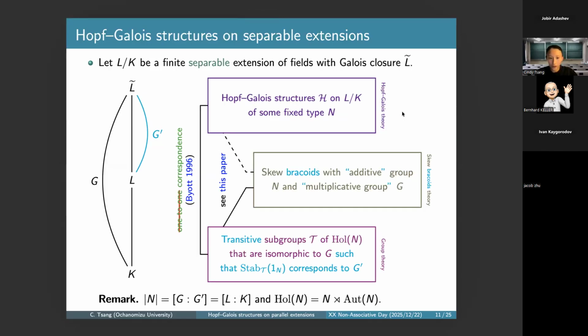So this is kind of a rough overview of Hopf Galois structures. We're going to use this correspondence. This is not one-to-one, but there's some correspondence between Hopf Galois structures and these transitive subgroups. Because of this correspondence, we can study Hopf Galois structures using completely group-theoretic methods, and this is the approach that we're going to take.